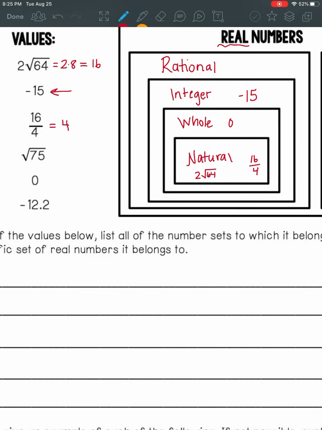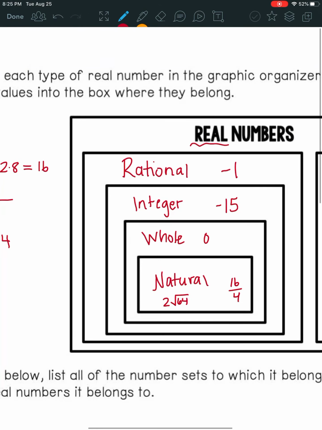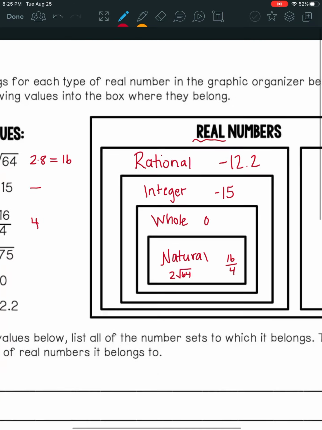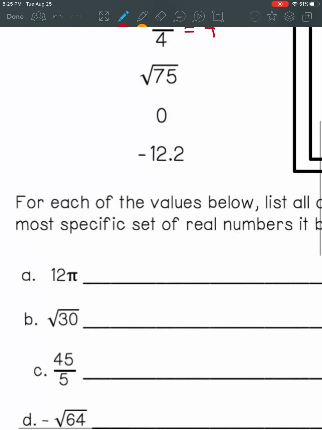Negative 12.2. Okay, natural, whole, integer are all whole numbers. We can't deal with decimals. So the best category we can put it in here is the rational, negative 12.2. Okay, so let's look at these next examples. We're going to identify all the categories and then circle the most specific set.